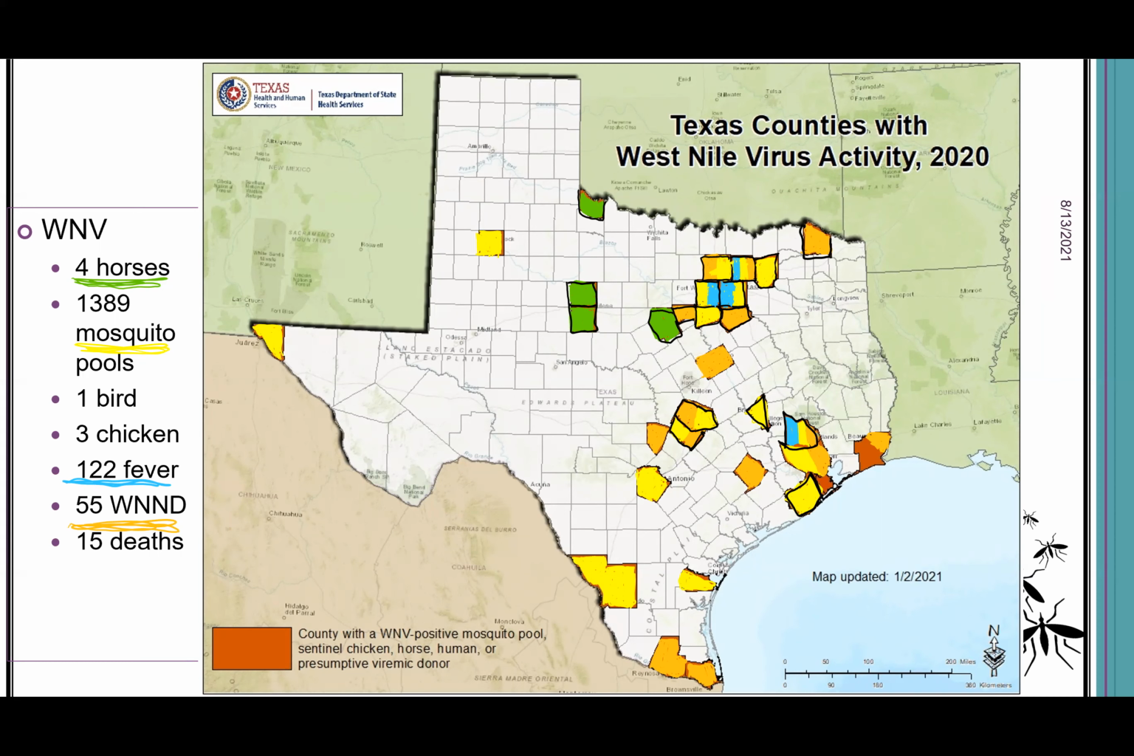So we did have 4 positive, I say horses, it could be more than 4 horses, but 4 horse county positives for West Nile in 2020. The mosquito pools are marked in the yellow, the horses are in the green, and then the blue and the oranges represent the West Nile disease, whether fever or the neuroinvasive form. The other thing to note is that if a county has multiple things, I tried to color those in, just so you can kind of see how it was spread out throughout the state.